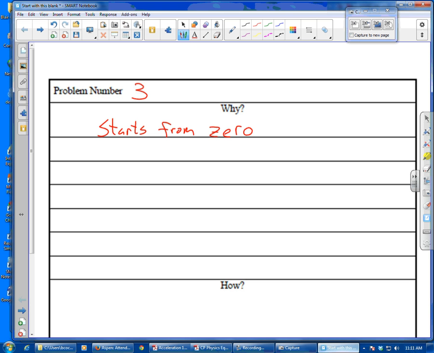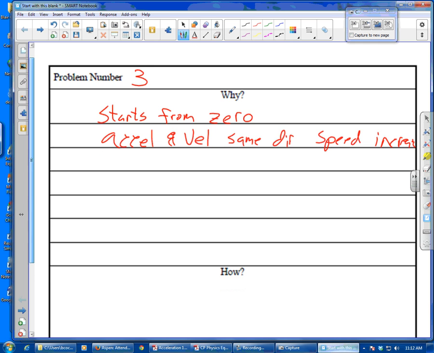And then as she's backing up, her acceleration and her velocity are in the same direction. So what does that mean? What does that do to her speed? Makes it go up. Good. So if acceleration and velocity are in the same direction, speed increases. Sorry, ran out of room there.